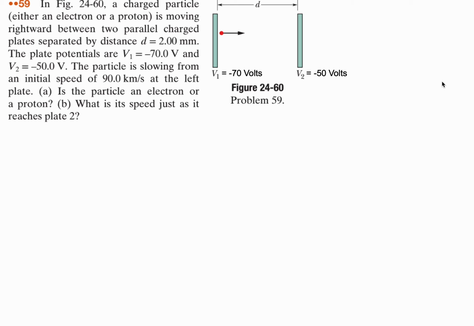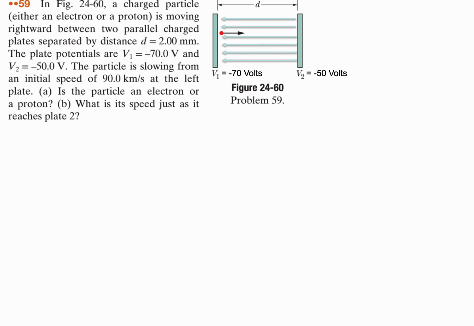So in number 59, we have a charged particle that's either an electron or a proton moving rightward between two parallel charged plates separated by a distance of 2 millimeters. The plate potentials V1 is negative 70 volts and V2 is negative 50 volts. The particle is slowing down from an initial speed of 90 kilometers per second at the left plate. Question A, is the particle an electron or a proton?